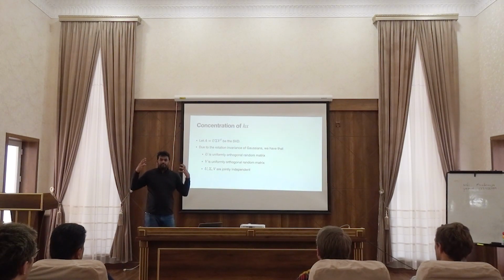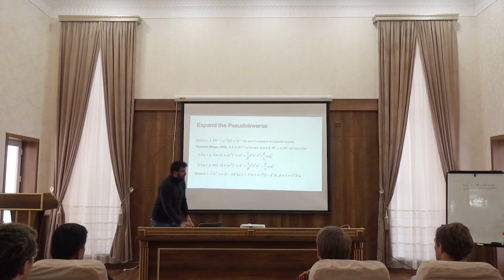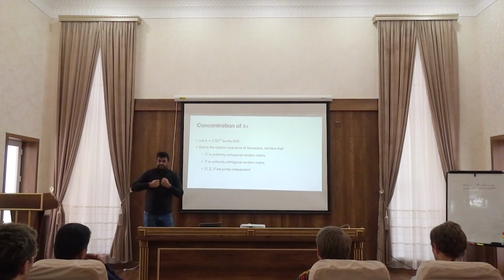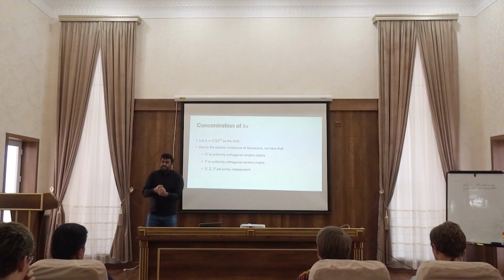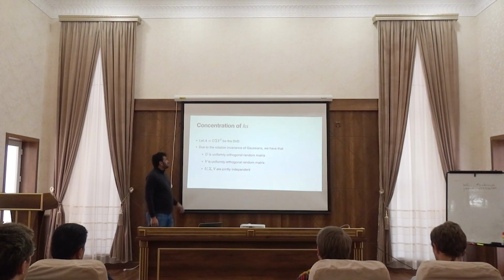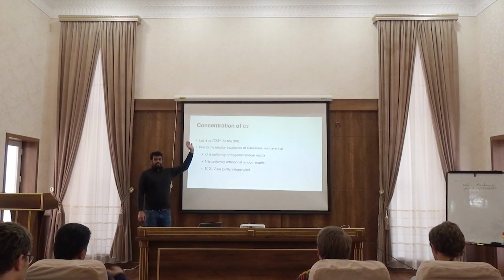H is a random variable. It's V transpose A pseudo, where A was this Gaussian matrix. So the first thing I'm going to do is show that this random variable actually concentrates. Once we have concentration, we can just replace the random variable by the thing it concentrates to, to simplify life. To show concentration, I'm going to first compute the singular value decomposition of our random matrix A.